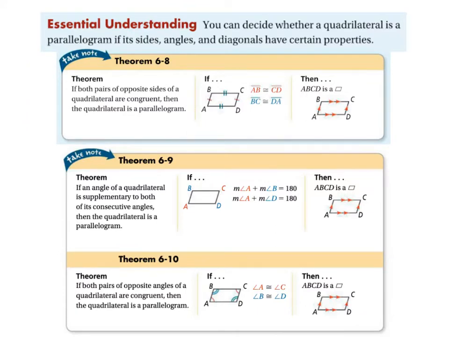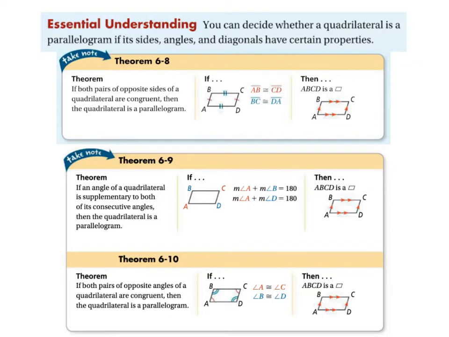So we're doing the converse of what we learned in lesson 6-2. There we learned that if a quadrilateral is a parallelogram, we know a whole bunch of things. For example, that the opposite sides are congruent, that the consecutive angles sum to 180, and that opposite angles are congruent. Okay? If we knew it was a parallelogram, then we knew these things.